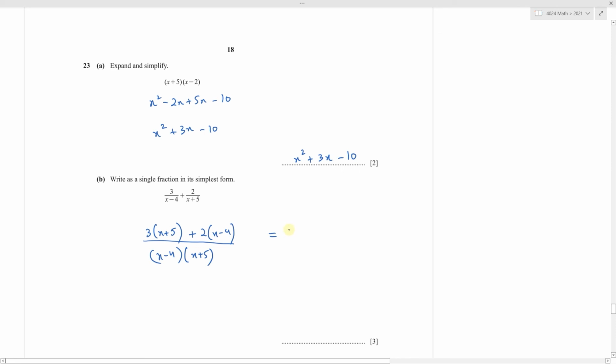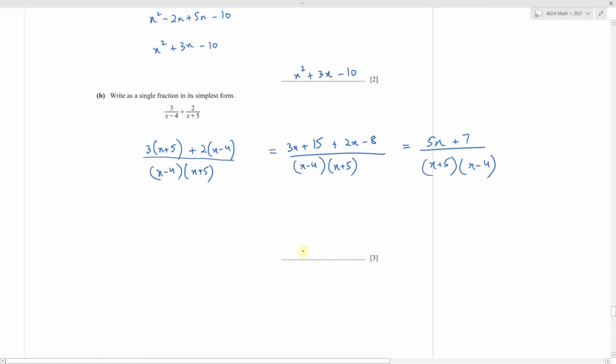Now if I open the brackets, I will get 3x plus 15 plus 2x minus 8 over x minus 4 into x plus 5. And then 3x plus 2x is 5x, 15 minus 8 is plus 7, and then over x plus 5 into x minus 4. So this will be your final answer: 5x plus 7 over x plus 5 multiplied by x minus 4.